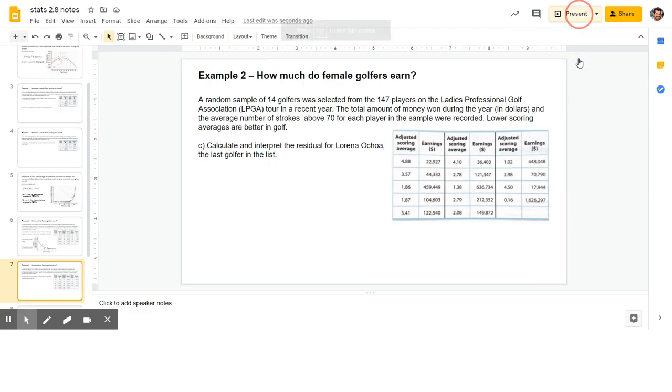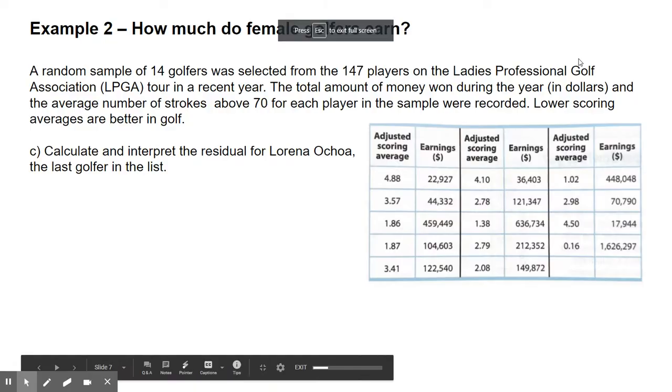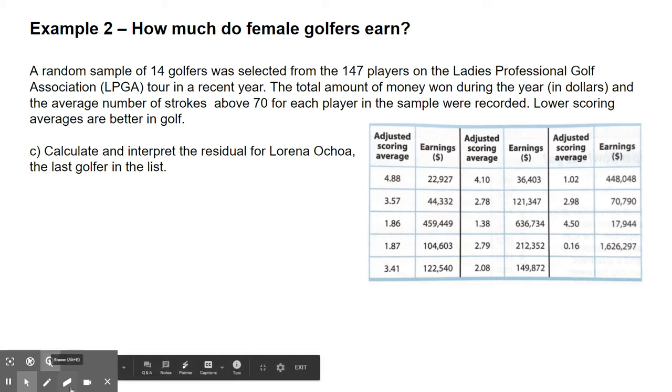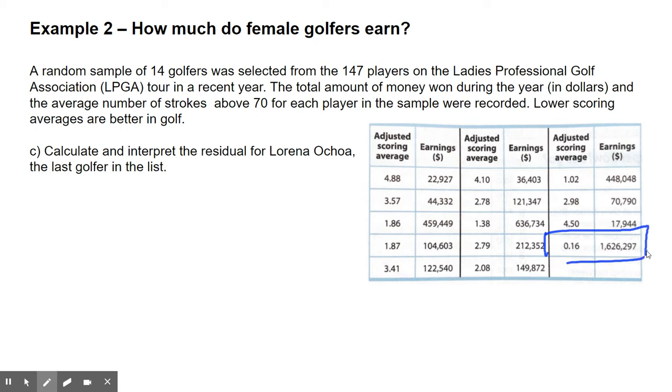Number 3 says calculate and interpret the residual for Lorena Ochoa, the last golfer in the list. She has that low scoring average of 0.16, and she made over $1 million. Good for her. So our x is 0.16, and our y is $1,626,297. This is our actual y. We're going to plug our x into our model and get our predicted y value.